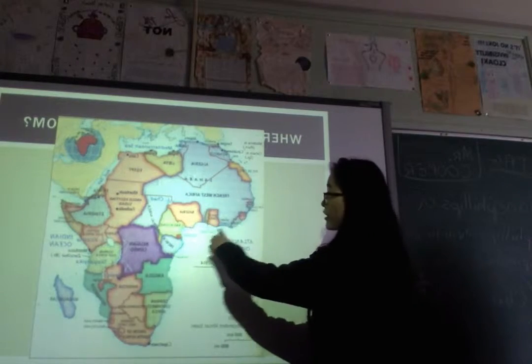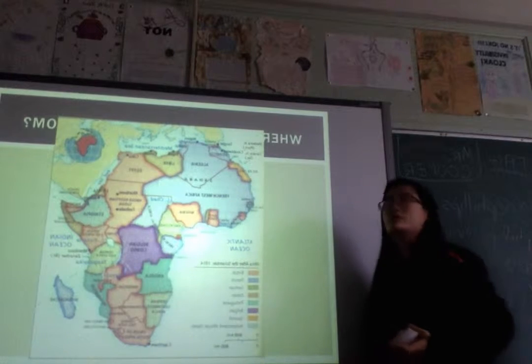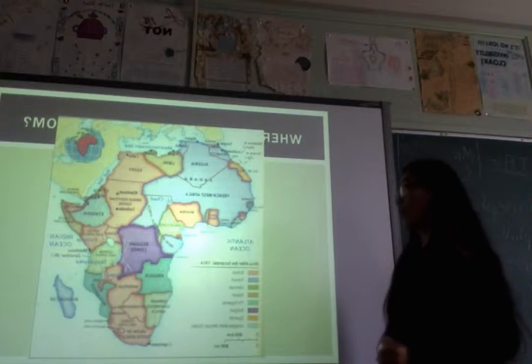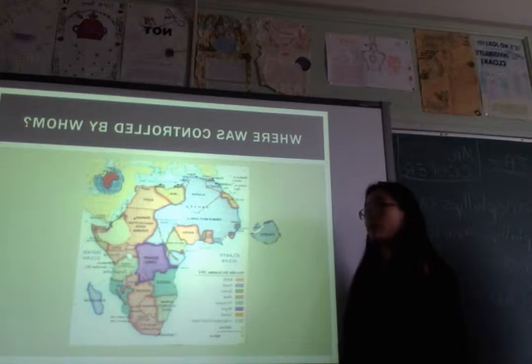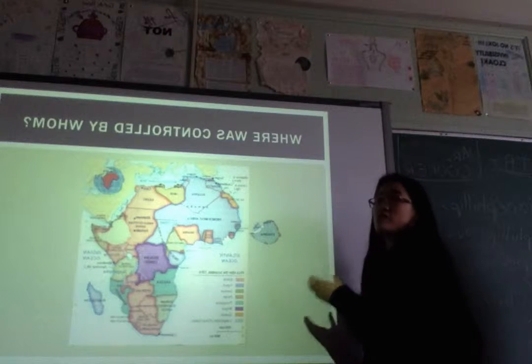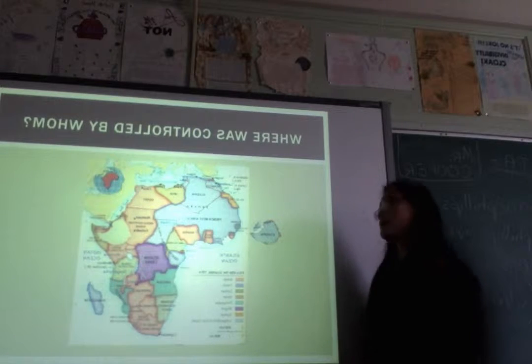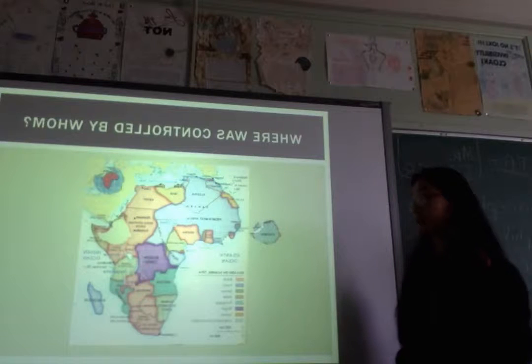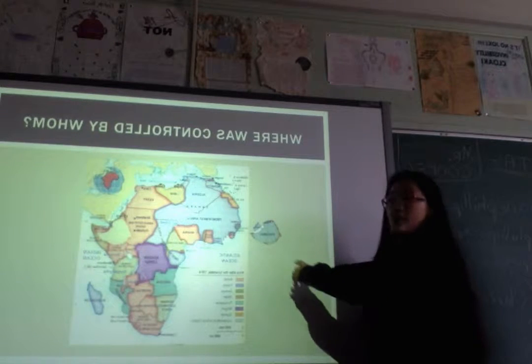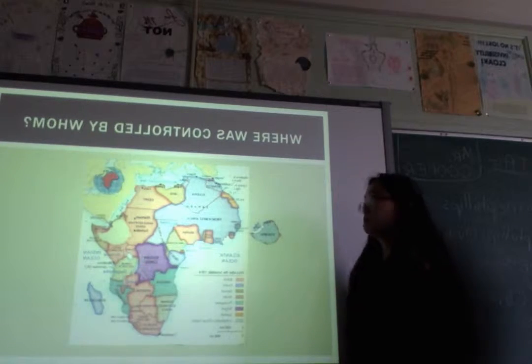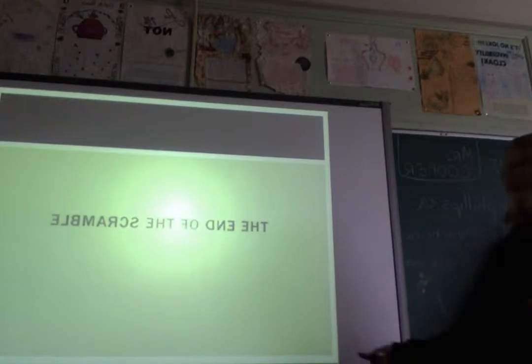So Liberia and Ethiopia are the only two independent states in all of Africa. So just to show the big range of how much of Africa itself owned compared to how much of Africa the Europeans own, we've taken out Ethiopia and Liberia just to show you the scale. Okay, so the end of the scramble.